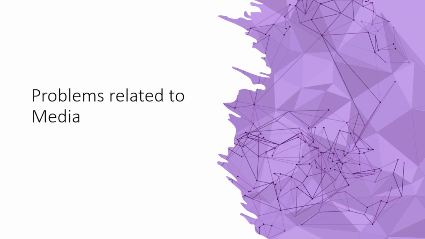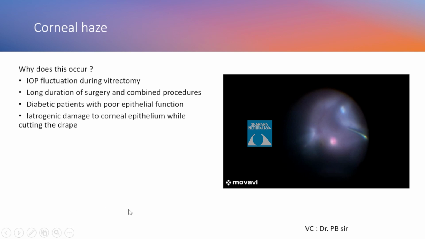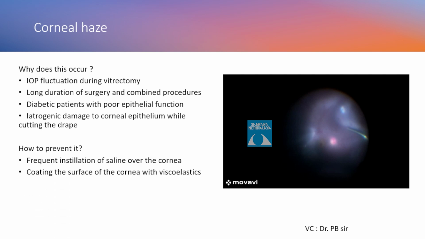So what are the problems related to media? The first would be corneal haze. Why does this occur? When there is IOP fluctuation during vitrectomy, longer duration of surgery, during combined procedures, diabetic patients with poor epithelial function, and iatrogenic damage to the corneal epithelium while cutting the drape. How to prevent it? Frequent instillation of saline over the cornea, but you'll have to be careful while doing this because this itself can decrease the vapor pressure of the cornea and can cause fogging of the lens. Best would be to coat the surface of the cornea with viscoelastics.